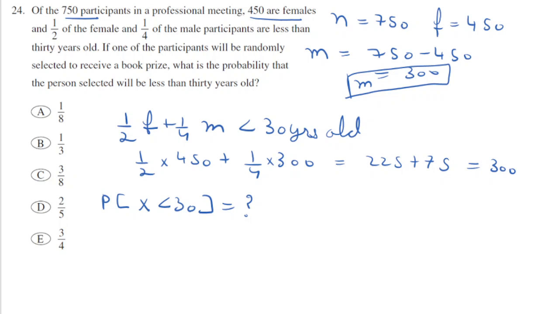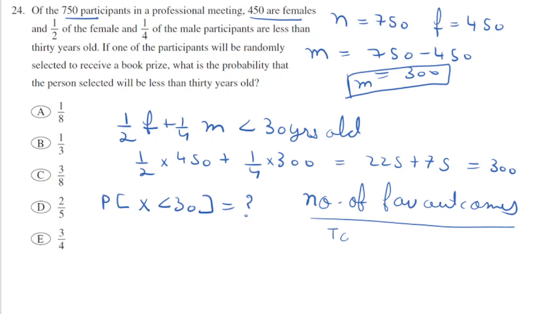So we know that to find the probability of an outcome, a specific outcome, we need to find the number of favorable outcome and divide by total number of outcomes.